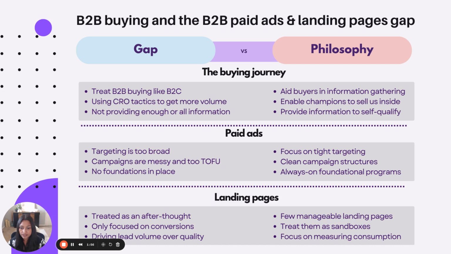And then from a landing page standpoint, what we see is they treat it as an afterthought. They're only focused on conversions and driving that lead volume over quality. What we want to do is not give you 10,000 to manage. We want few manageable landing pages. We're going to have them have multiple purposes, like using them as a sandbox where you can test messaging, test experiences, and then take that and put it on your main website to drive that overall conversion rate up, overall hand raise count up, right?